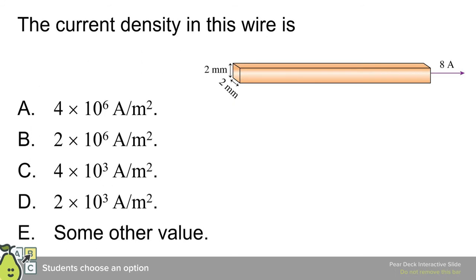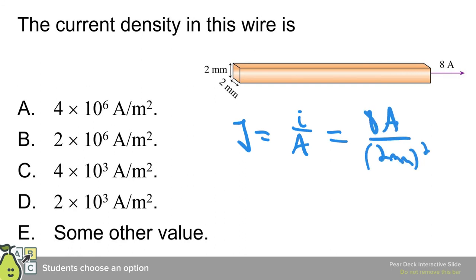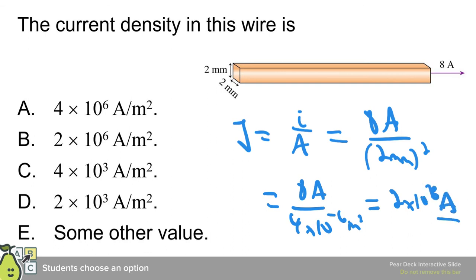All right, so the current density in this wire is what? Well, of course, J is I over A, which is 8 amps over 2 millimeters squared. So 8 amps over 4 times 10 to the minus 6 meters squared, which is 2 times 10 to the 6 amps per meter squared.